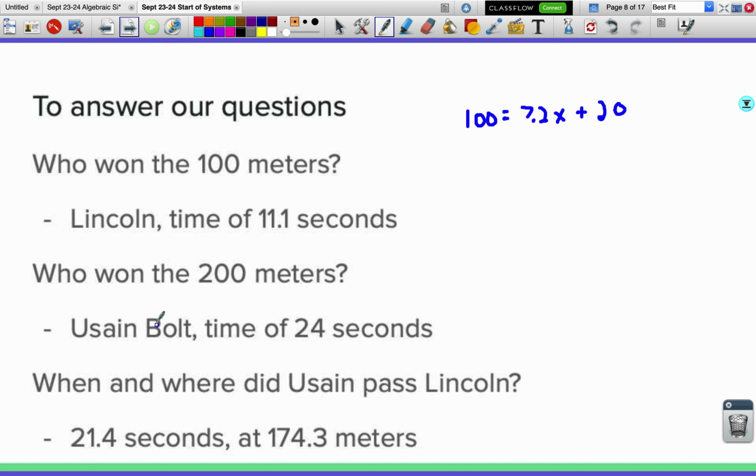Who won the 200 meters? It was Usain Bolt with the time of 24 seconds. This one we plug in 200 for his y value. And then solve for x. And then when and where did Usain pass Lincoln? What we're doing is we're setting these two sides equal to one another.